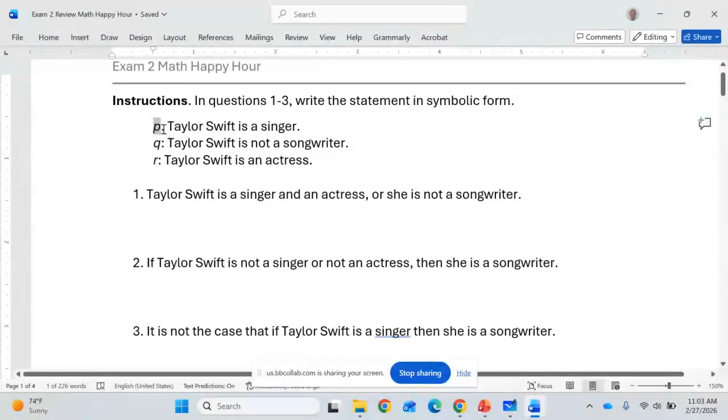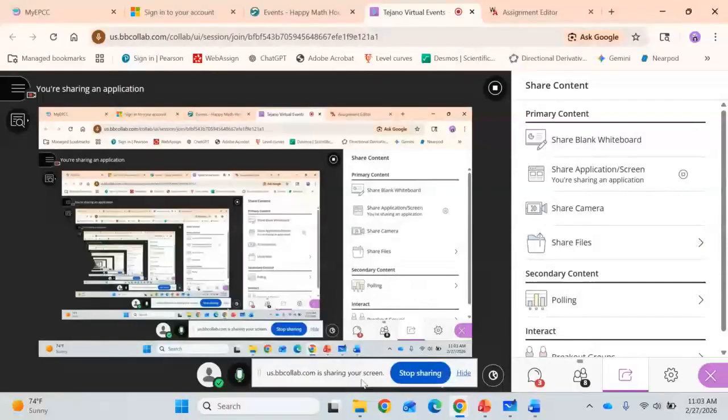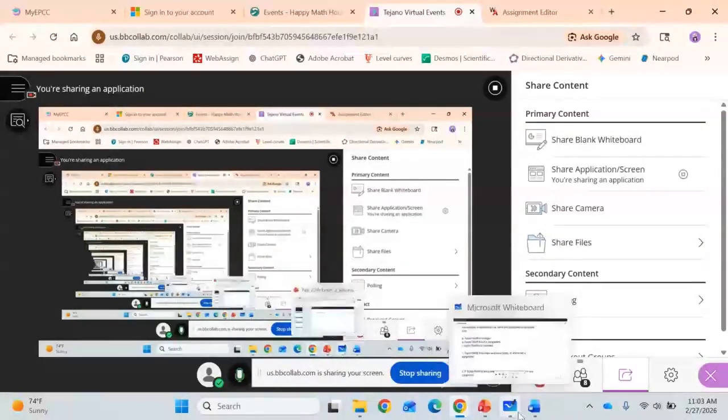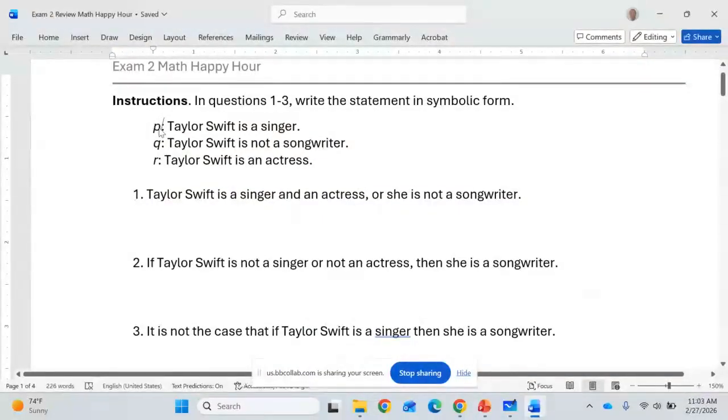And in this example, let me double check, just every time I start I'm always freaking out that everything's correct. Okay, yes. Also, if you cannot hear me, please let me know. So the first statement, which is labeled P, represents the statement Taylor Swift is a singer, and then Q represents Taylor Swift is not a songwriter, and R, Taylor Swift is an actress.